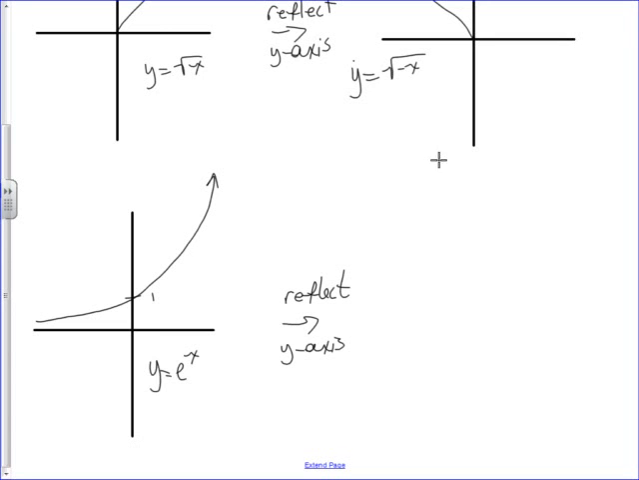You know what? I'm going to make this the you try. So you try. Flip the y equals e to the x graph over the y-axis and write me the new equation. Alright. So let's draw in our axes. It's always the first part.